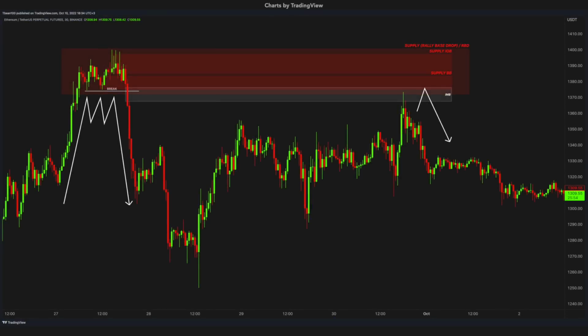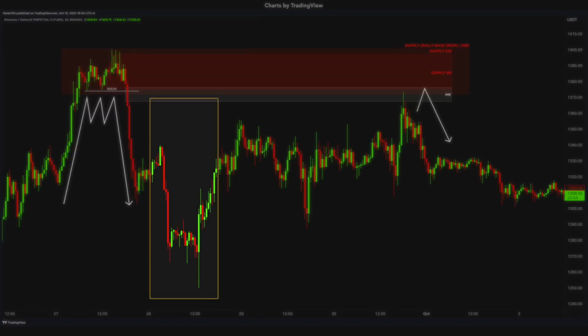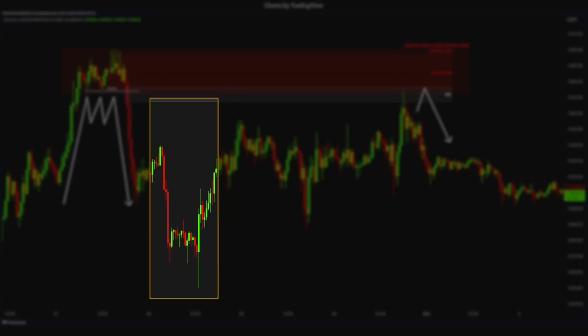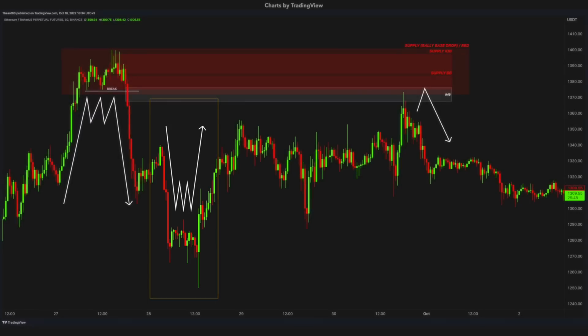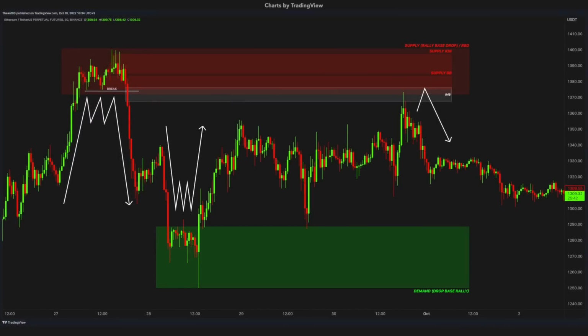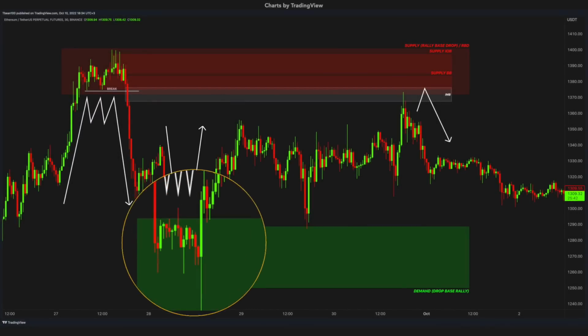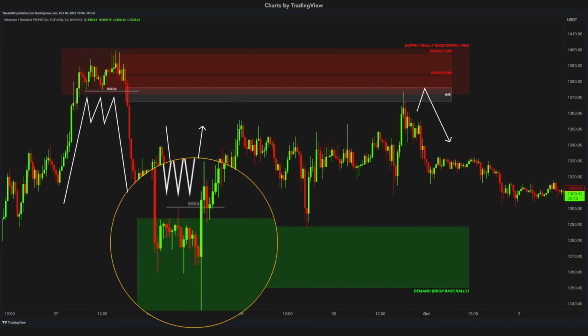Let's continue with the same example. This time, let's check the drop, base, rally. If you notice, there is a very obvious drop-based rally right here. A sharp drop, then a consolidation period, and finally the sharp rise. This order accumulation creates our natural drop-based rally demand area. You can notice the strong break right here that starts the rally leg.